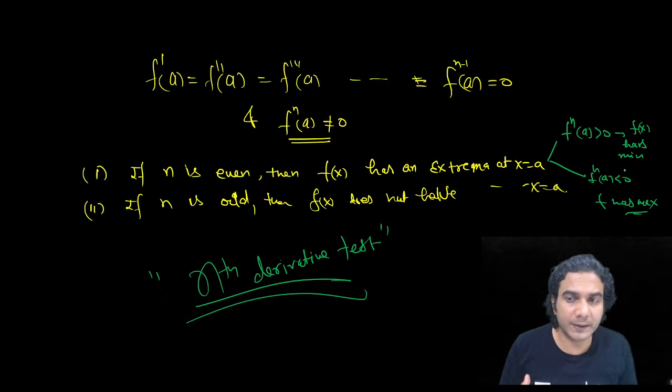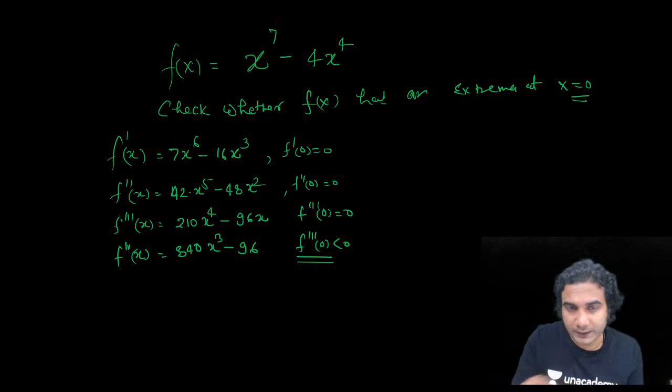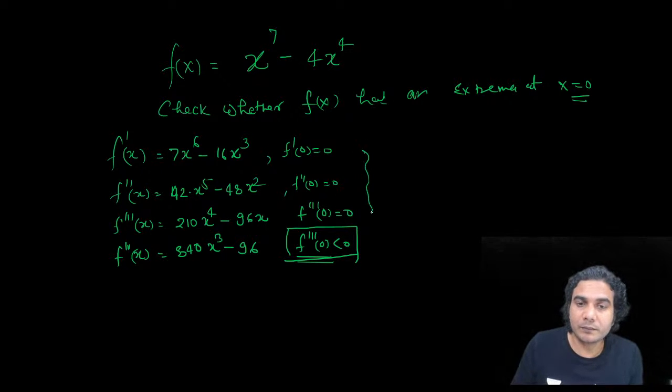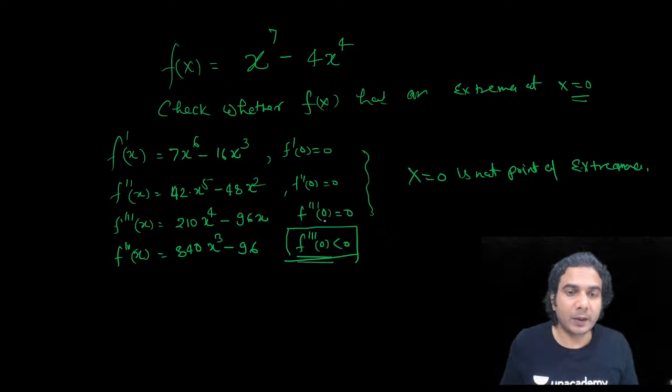Which kind of extrema is this? If n is even, not for odd. In this you can see n is odd. The third order derivative is coming out to be negative, non-zero, so x = 0 is not a point of extrema. Then what is this point? You can see f triple dash.